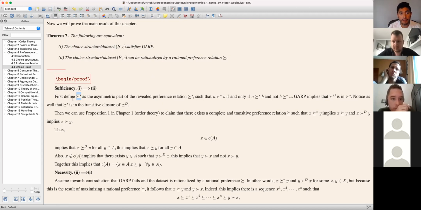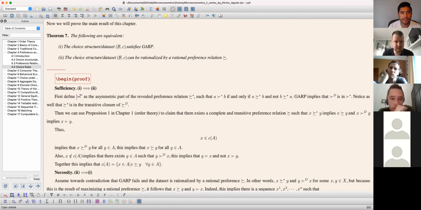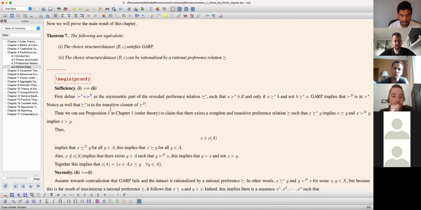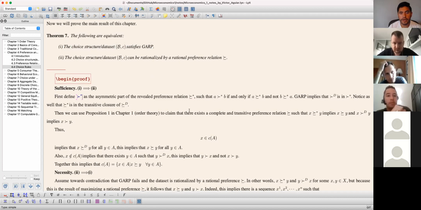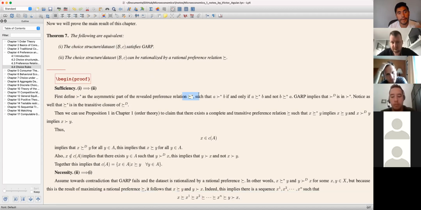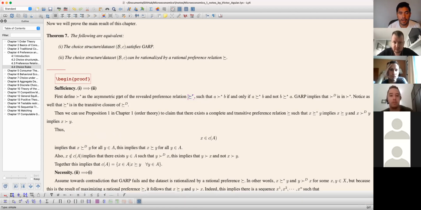This is just a definition of the asymmetric part of the revealed preference relation, right? In the definitions, we were also naming them like this. But you have to be careful, because here the preference relation contains the indirect and direct preference revelation. So I'm just gonna define it as A is preferred to B, but B is not preferred to A in the indirect revelation. That's my definition of this object, the asymmetric part, and you can see it here.